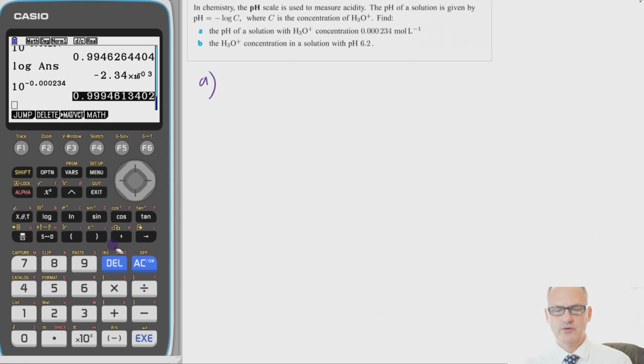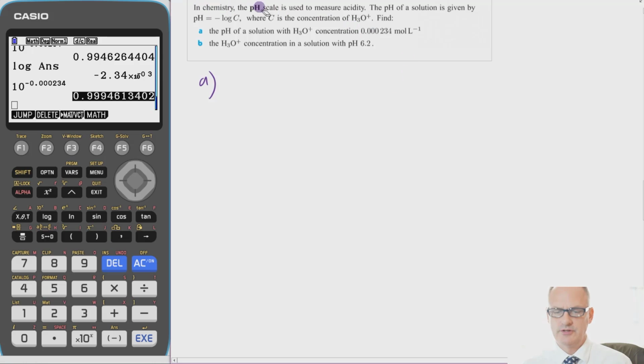Right, here we go, another logarithms question. So in chemistry, the pH scale is used to measure acidity. The pH of a solution is given by pH equals minus log C, where C is the concentration of H3O+. Find the pH of the solution where the concentration is this. So we know that the pH, let's get a pen.